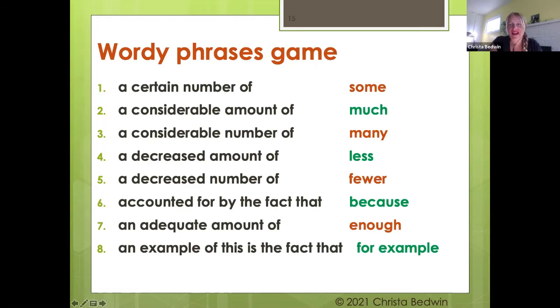So a certain number of is some. A considerable amount of is much. The funny thing is, in scientific writing also, people for some reason think they will sound smarter if they use the ones on the left-hand side. And it's the opposite. Instead of saying there were a considerable number of fish, you can say there were many fish. And then your important complicated points will be easier to understand because you're not loading your document with these extra words.